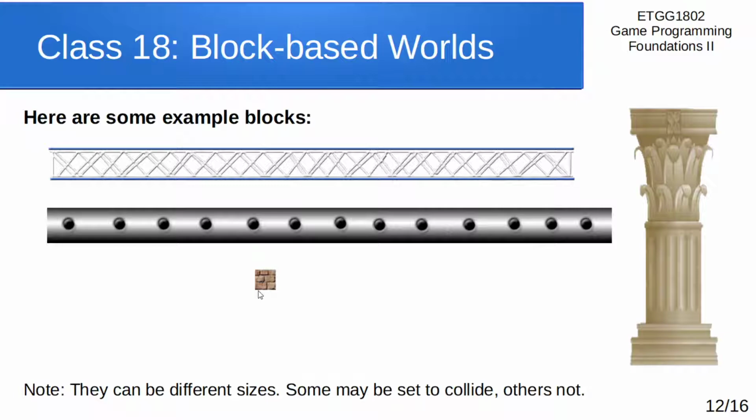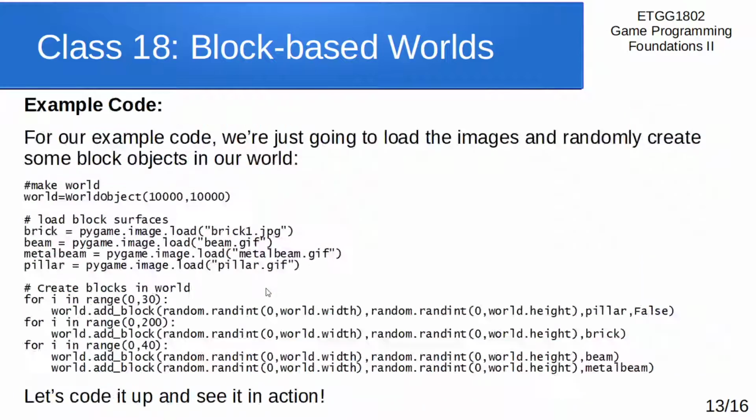So note that the blocks could be different sizes, and we could set some to be, if we wanted these columns to be in the background, where we run across the surface of them and they're just a visual element. You could certainly do that, where you would interact with these platforms or these bricks. For our example code, we're just going to load the images and then randomly create the world. Some of you mentioned in your projects having a procedurally generated map or world, and that's what we're going to do.